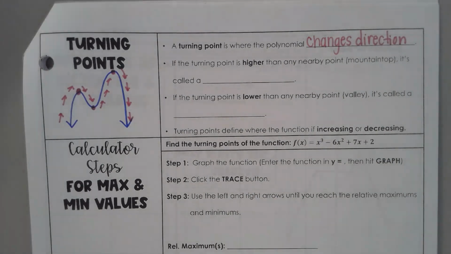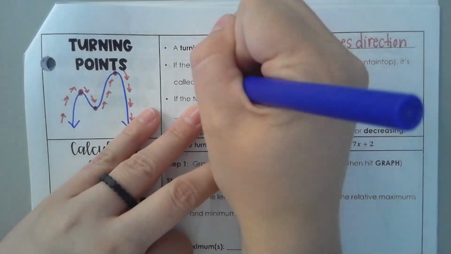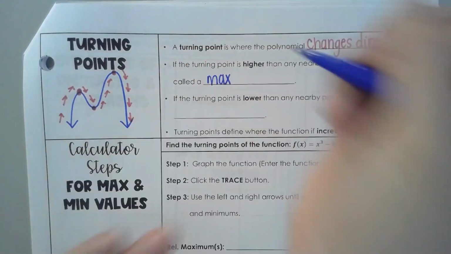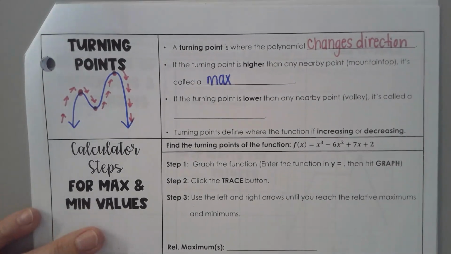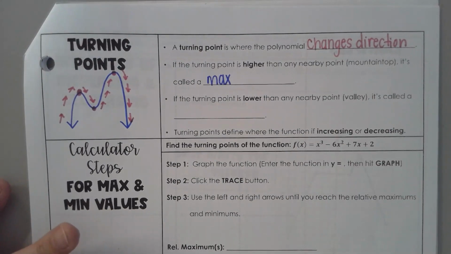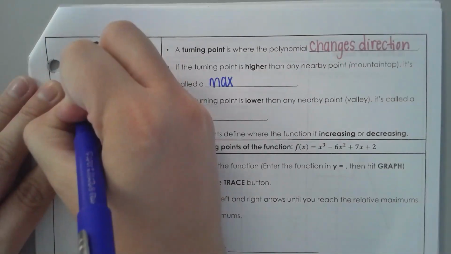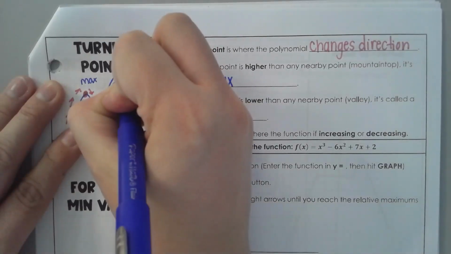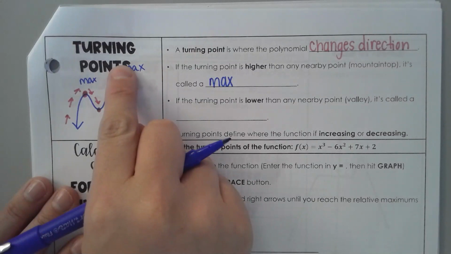If that point is higher up, I like to say it's on the mountaintop, the hilltop, we call that a maximum. You can just put max. Yeah, we did this in quadratics. How many hilltops or maximums does this picture have? 2. It has one here, and it has one right here. Okay. Those 2 are maximums.